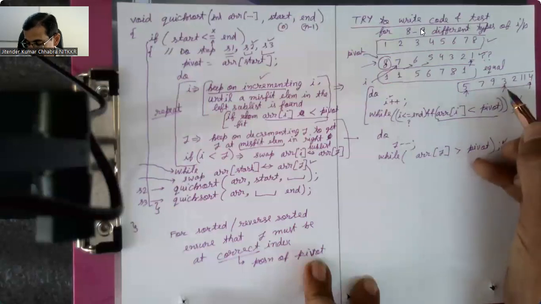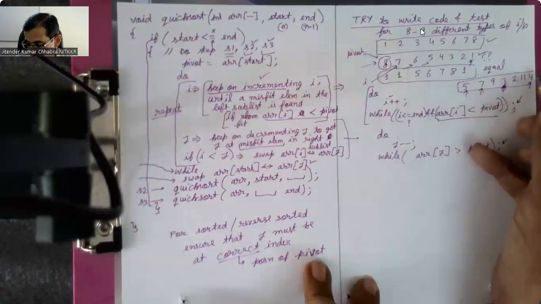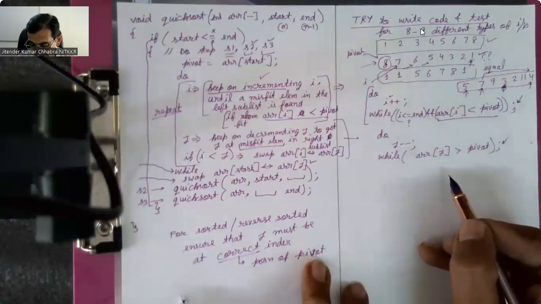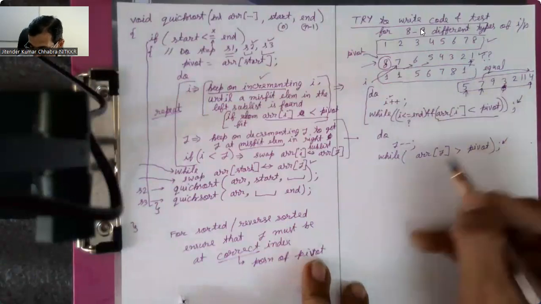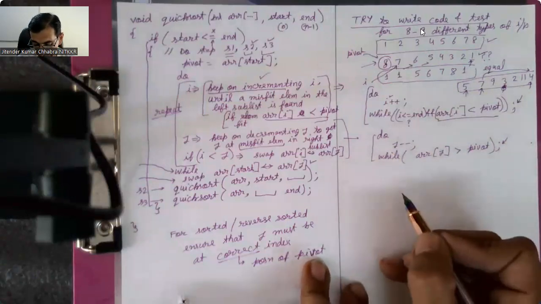3 was a misfit on the left side. So 3 and 4, 7 was a misfit because the 7 is not smaller. So 7 is on the wrong side. So 7 and 4 will require an interchange. So this will be repeating. And now once I have done this, then based on that, rest of the logic will happen.